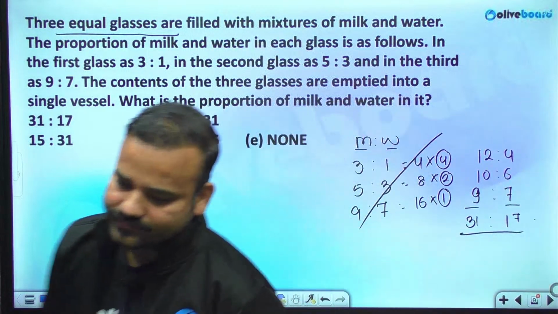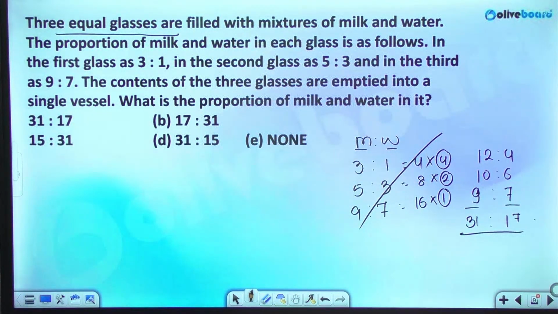Is it clear? Is it clear, bacha? Comment, is it clear? Is it clear?